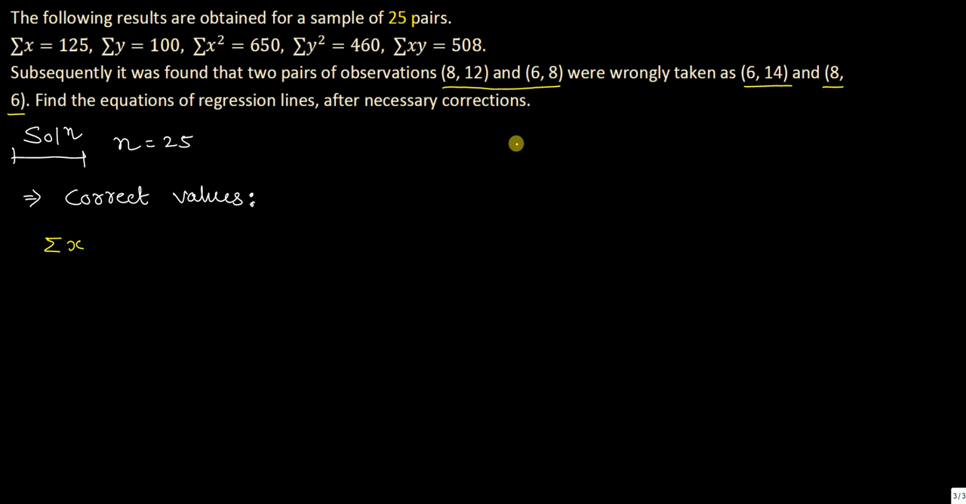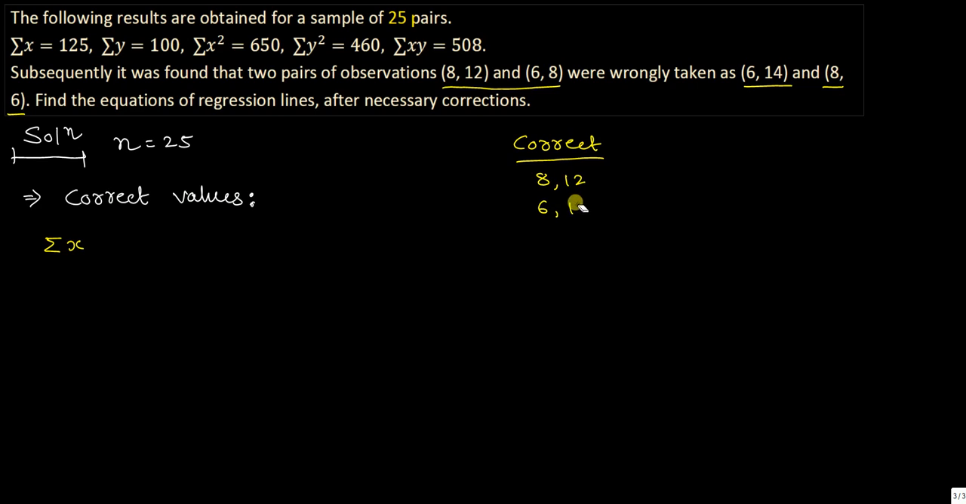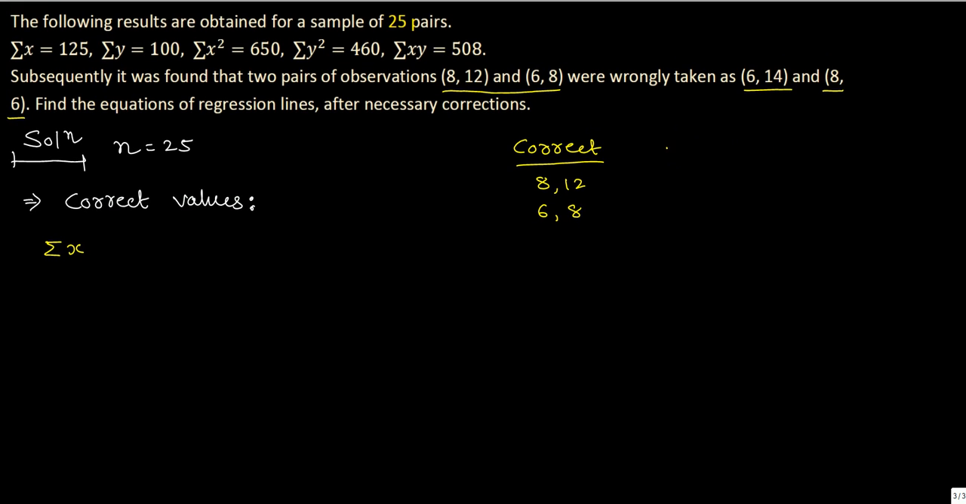Correct values are 8,12 and 6,8, and wrong values are respectively 6,14 and 8,6. Okay. These are the pairs.